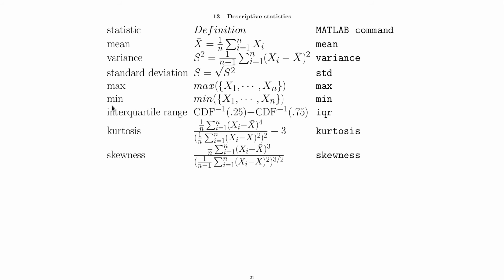One new one since last lecture is interquartile range, and it is basically just the distance between where 25% of the probability in your distribution is and where 75% is. And I'll have a picture of that for you in just a minute.